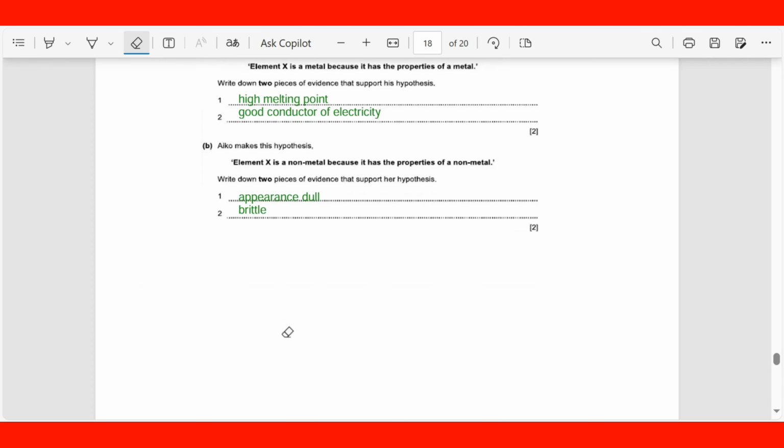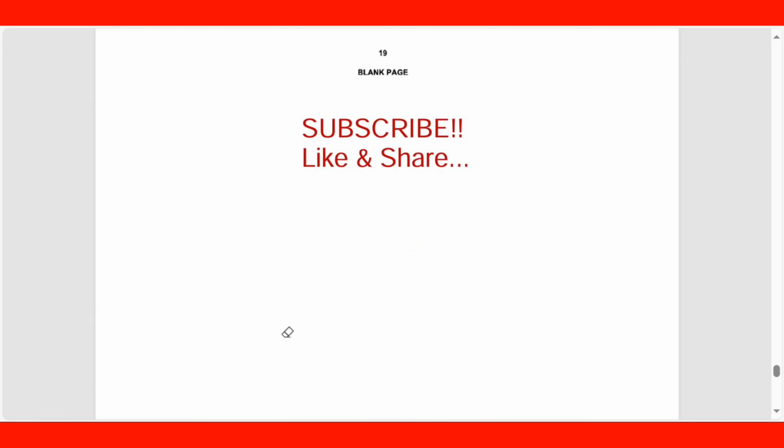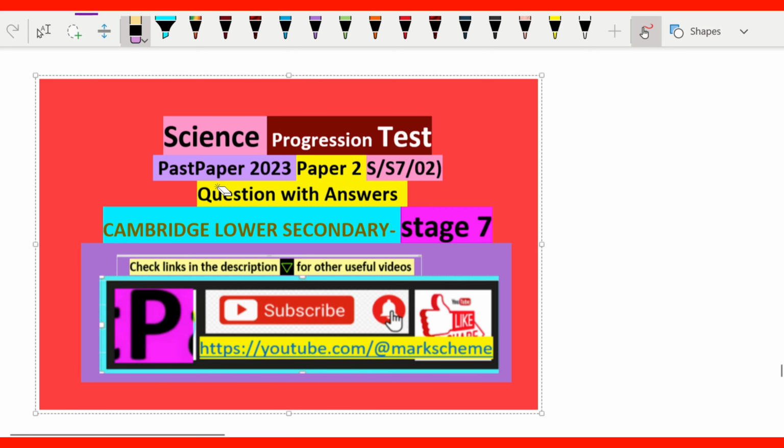This is our last question. This is the end of this discussion. Alright, guys, today we have discussed the science progression test from 2022, paper 2, stage 7, chemistry, lower secondary.